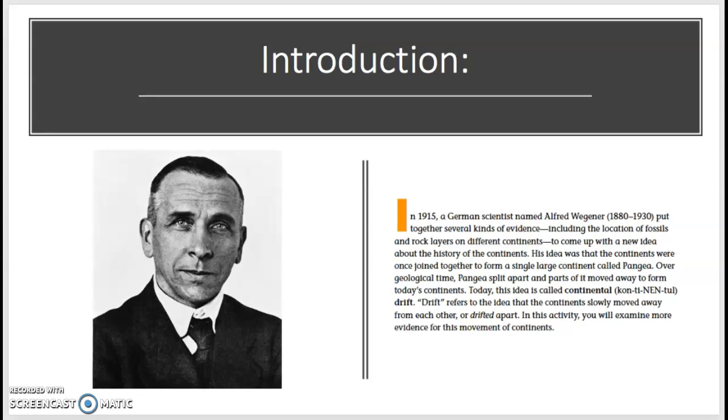This is Alfred Wegener, and we've learned a little bit about him so far. In 1915, a German scientist named Alfred Wegener put together several kinds of evidence, including the locations of fossils and rock layers on different continents, to come up with a new idea about the history of the continents. His idea was that the continents were once joined together to form a single large continent called Pangea. Over geological time, Pangea split apart and parts of it moved away to form today's continents.